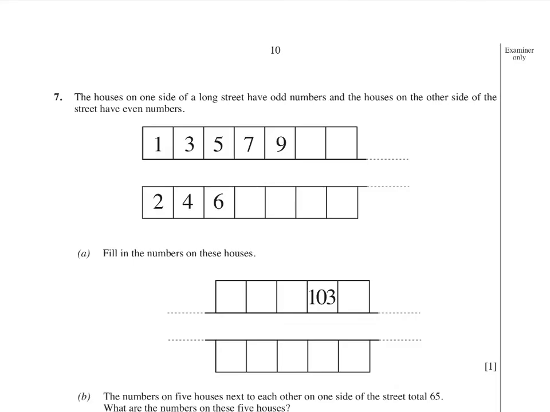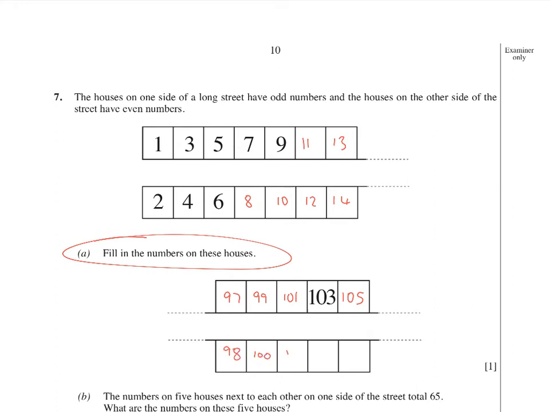Okay, and so looking at the first bit of the question, I can quite clearly see the pattern. This is just going up in odd numbers. And then this is just going up in even numbers. But this is a waste of time. I don't need to be doing this because my question is this one here. So this must be 105, this must be 101, 99, 97. That means this must be 98, 100, 102, 104, and 106.